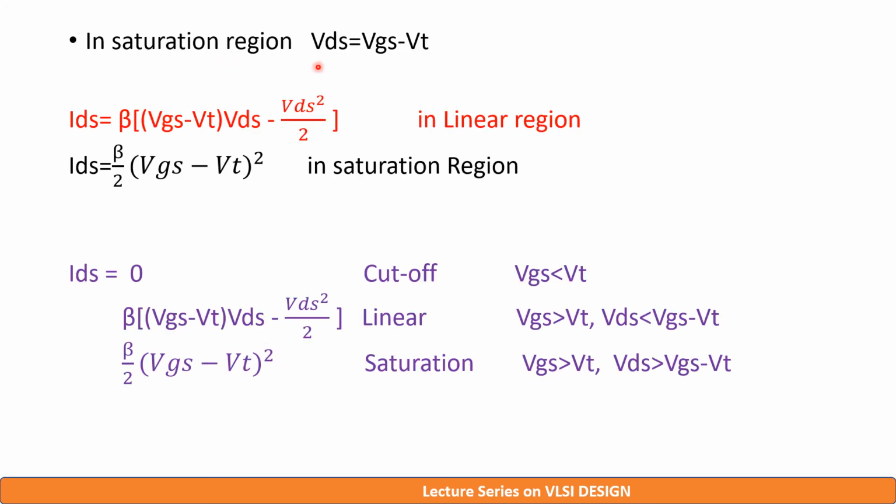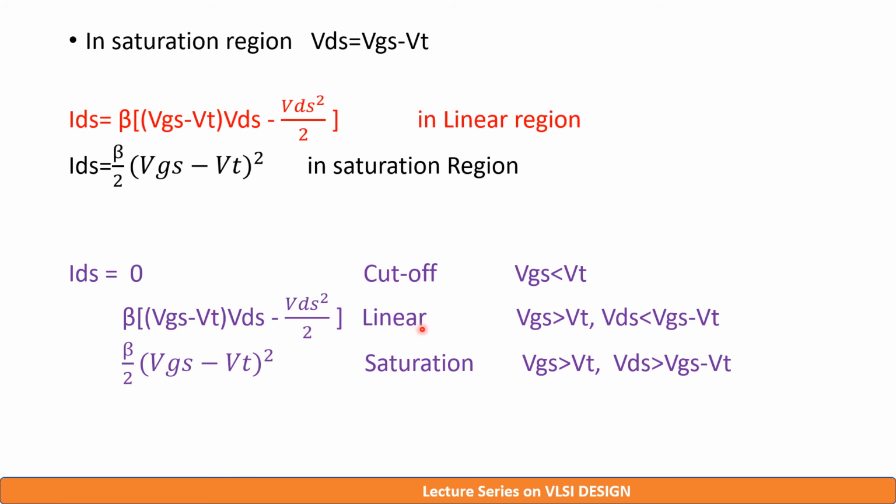In saturation region, Vds is equal to Vgs minus Vt. So if Vds is replaced with Vgs minus Vt, the expression for current in saturation region is beta by 2 into Vgs minus Vt whole square. Current is 0 in cutoff region because gate voltage is less than threshold voltage. There is no formation of channel, hence current is 0.